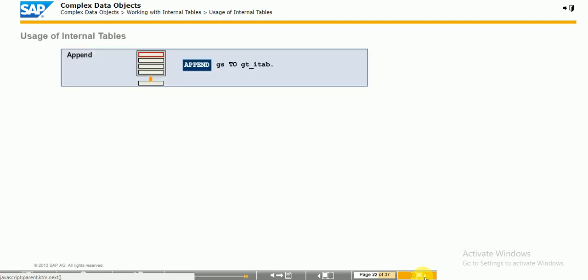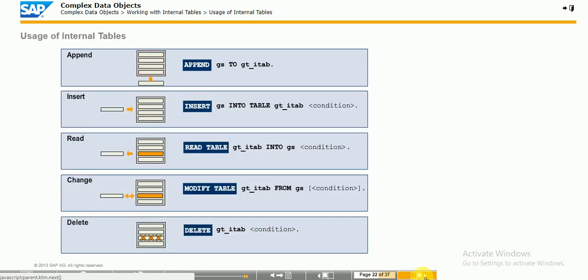For processing single records of an internal table, a structure variable that has the same type as the line type of the internal table is required. This structure variable is known as the work area. The figure illustrates the processing of an internal table in the corresponding work area. Use internal tables as follows.